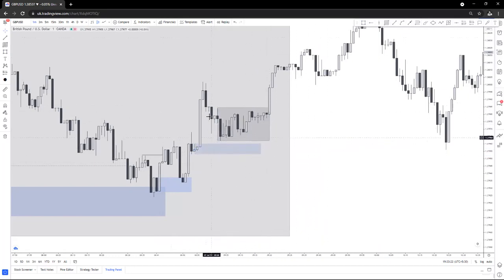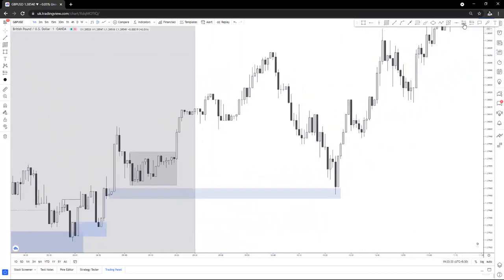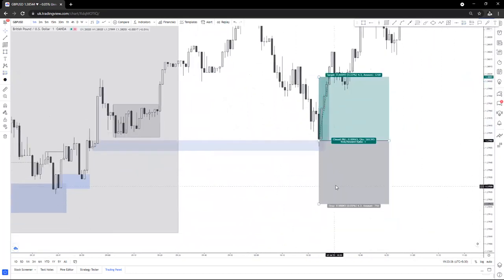BFY stacking up orders. You see that? The inducement. And then see what price did? Came right into it. You see that? So this was my first buy.